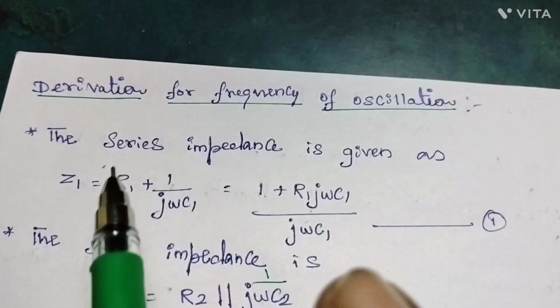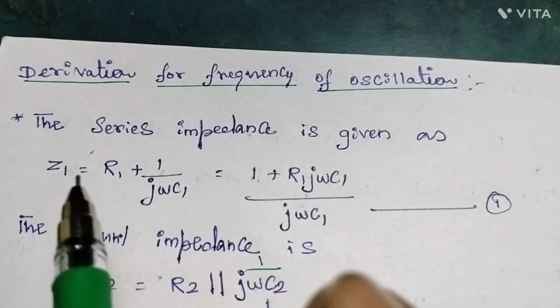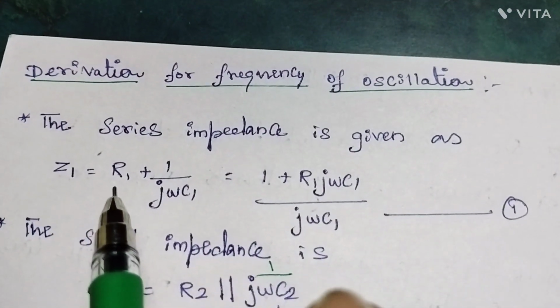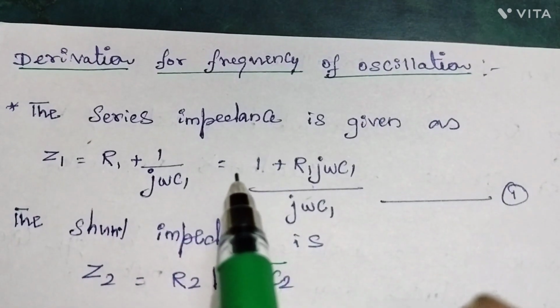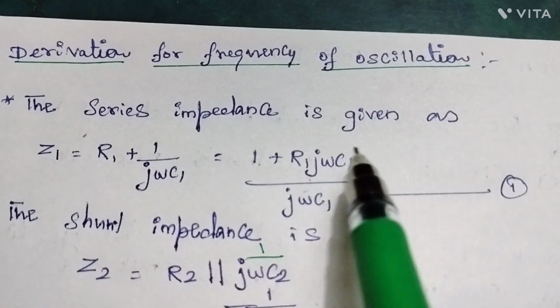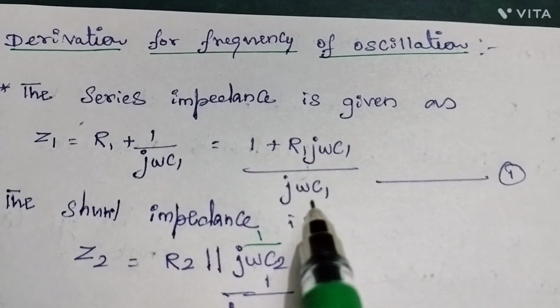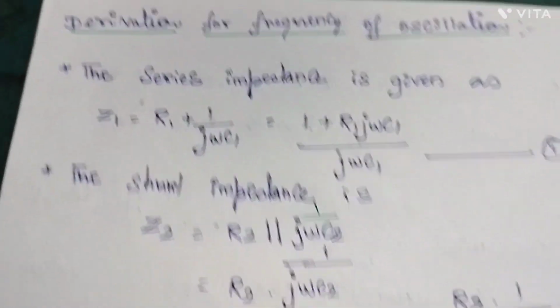Derivation for the frequency of oscillation. The series impedance is given as Z1, which is equal to R1 plus 1 divided by j omega C1, which is equal to 1 plus R1 j omega C1 divided by j omega C1. This is equation number 1.